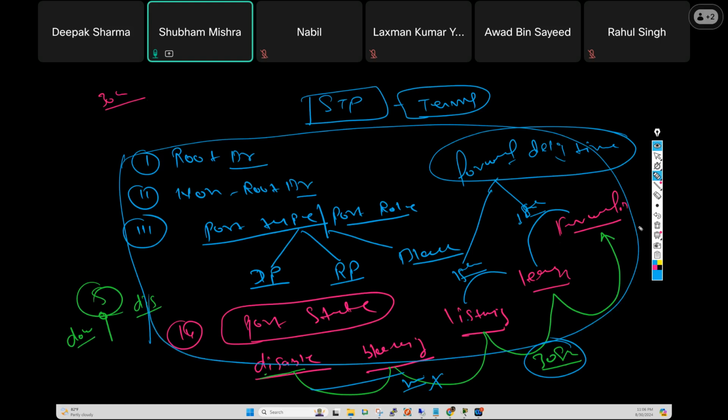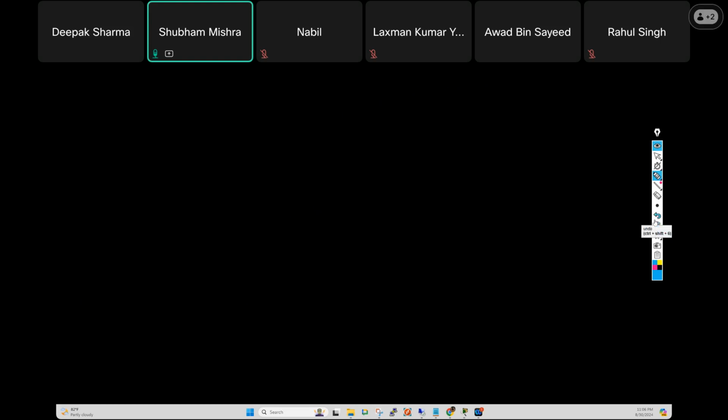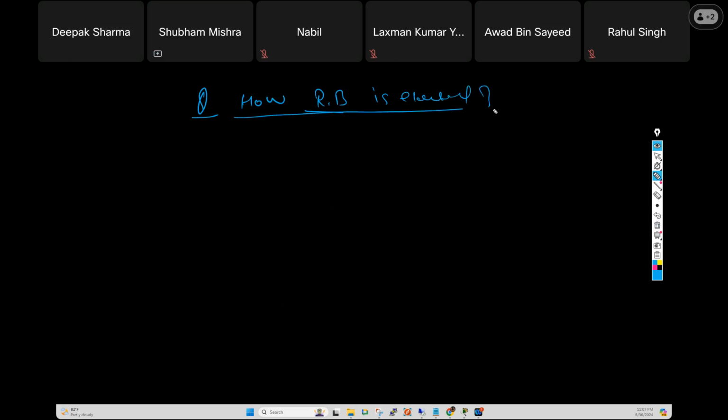Clear, everyone? Now the question is: how is the RB, the root bridge, elected? This is the question. How is the root bridge elected? Elected means election, guys.